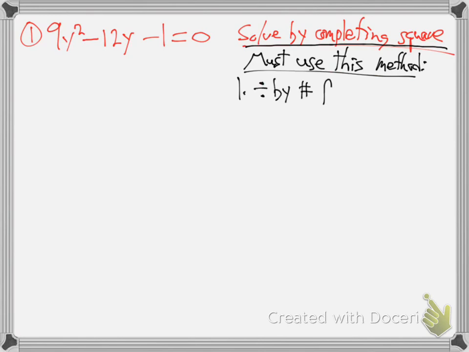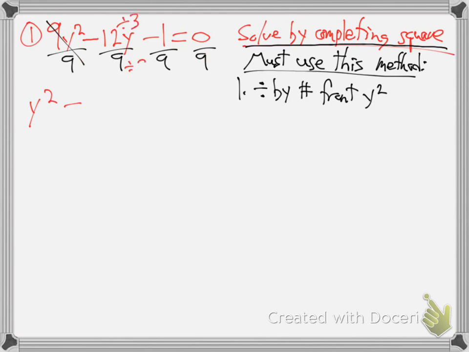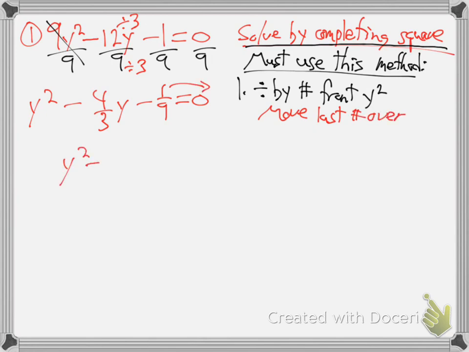Divide by the number that's in front of y squared. So divide through by 9 all the way through. Boom. So what do you get? You get y squared minus 12 ninths. I'm going to reduce that, divide by 3, top and bottom, 4/3 y, minus 1/9 is 0. Move the last number over, so move this 1/9 over. So we get y squared minus 4/3 y equals 1/9.